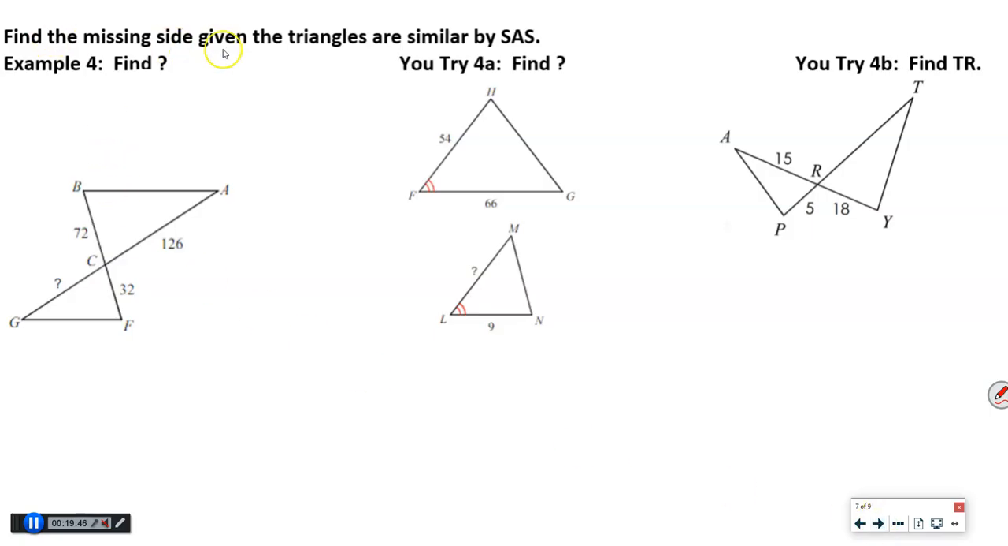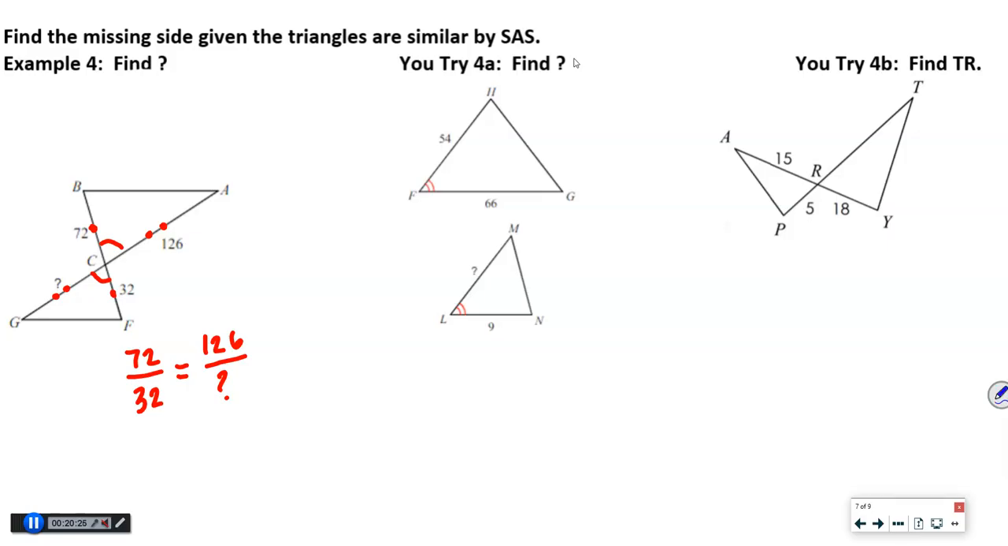Okay, so then we have this: find the missing side given the triangles are similar by side angle side. So we know that these angles are congruent right here, right? Now this one's a little trickier because we got to use our eyes, okay? I noticed that the 72 side here is the shortest and the 32 is the shortest there. And then this question mark's a little bit longer than the 32 and the 126 is obviously longer than the 72, okay? So let's do our 72, our one dot over our one dot, and that's going to be equal to our 126 over our question mark.